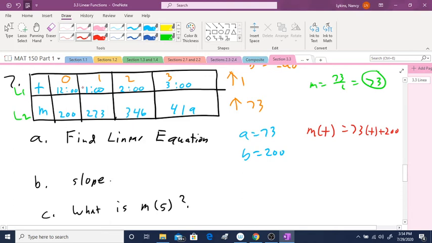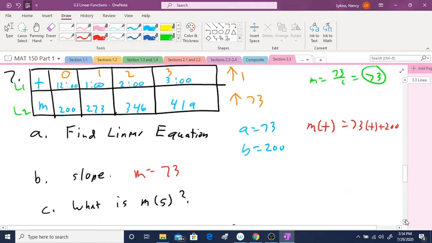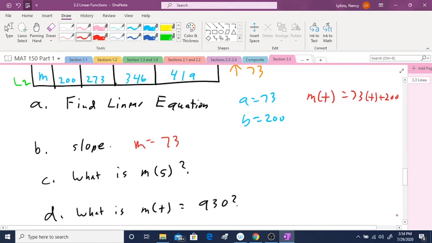Now take a look at your chart right here. Okay, 73 is what we predicted for our slope, but take a look at the 200. That's our initial value, which is 200. What is my slope? Well, that's what our calculator gave, and plus we did that by hand, 73. Now, by using that equation, 73T plus 200, here in part C and D, here are two things we can ask you. Okay, part C means, if the value of t is 5, what is your answer?